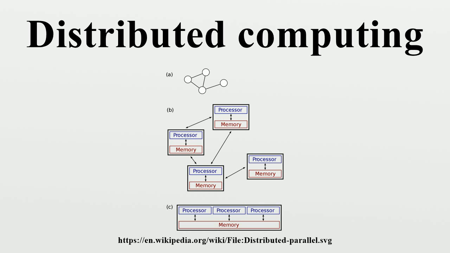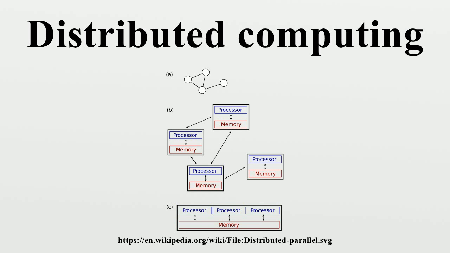Figure (c) shows a parallel system in which each processor has a direct access to a shared memory. The situation is further complicated by the traditional uses of the terms parallel and distributed algorithm that do not quite match the above definitions of parallel and distributed systems.